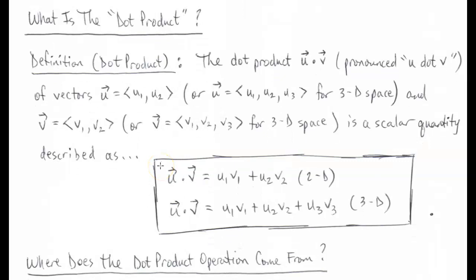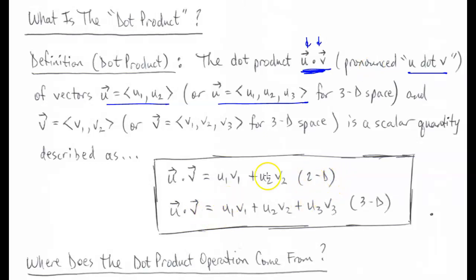Okay, so the dot product, which is notated like this for any two vectors u and v, and of course this is what u would look like in 2D space. This is what u would look like in 3D space. I've just written it as component vectors. We pronounce this u dot v whenever we read it, and of course we're assuming that u and v are vectors when we say that.